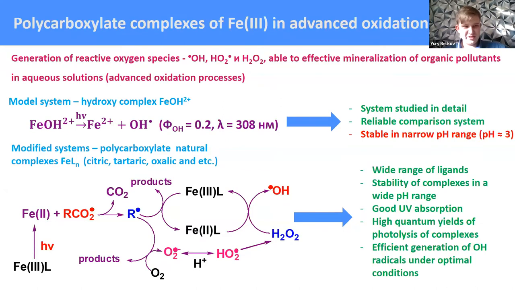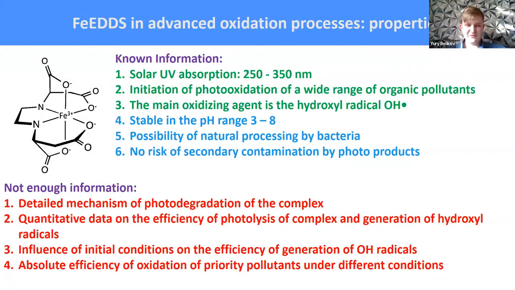The use of iron complexes with polycarboxylic acids is promising due to many advantages, presented on this slide. So in this work, we try to study the photochemistry of the complex of iron with ethylenediamine disuccinic acid. The structure of the complex you can see on the slide. This acid is a structural isomer of ethylenediaminetetraacetic acid, EDTA. And this complex has a number of advantages. The main ones are stability in a wide pH range and the possibility of natural persistence, in contrast to its structural isomer. However, the quantitative and mechanistic information isn't enough to use this complex for practical purposes.